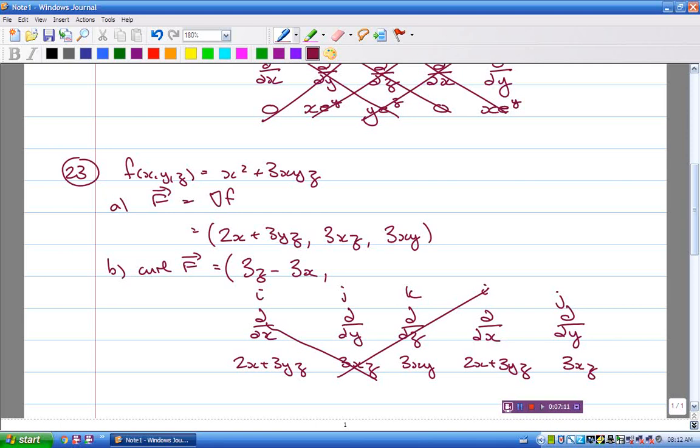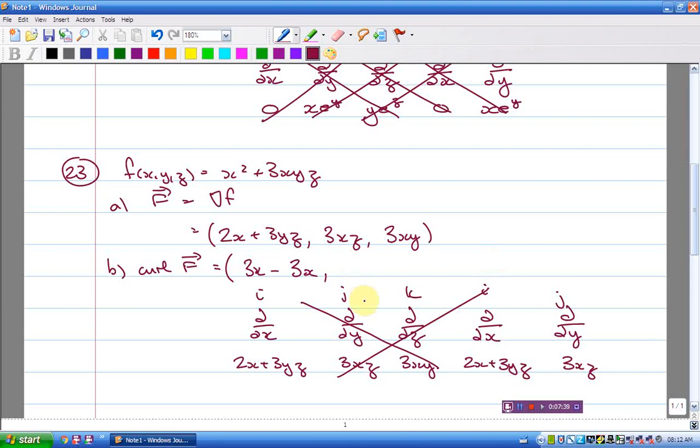Okay, my notes are completely useless. They just say curl F is 0. 2x plus 3yz, 3xz, 3xy. Oh, I see. That one's in the wrong place. That's the one I want. 3x, there we go. I was just getting my cross product wrong. I thought I got my components wrong, but I was just doing my cross product incorrectly.